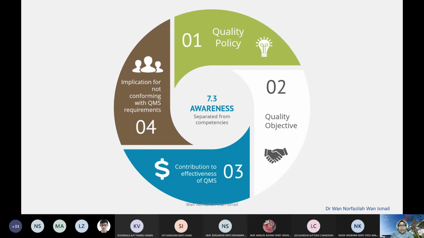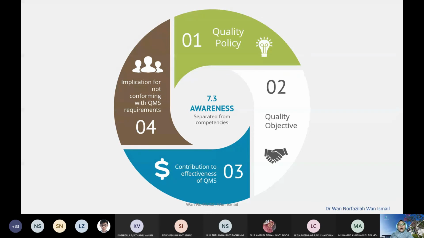Okay, next 7.3 awareness. Okay, it is separated from competencies. Competencies ni how competent you are when handling the equipment. Awareness, okay, you need to consider 4 things. First one, quality policy. Awareness means that you need to make sure everyone working in the lab or organization that is certified with ISO 9001 know and understand the quality policy of your organization. Aware. Okay, dia tahu, okay, kita ada quality policy.